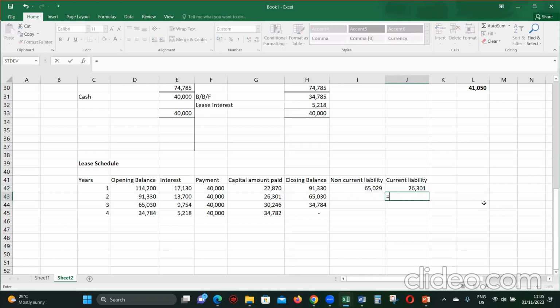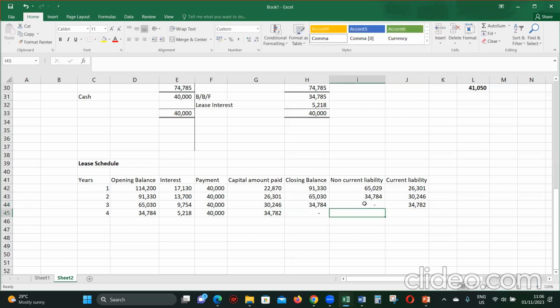At the end of the second year, what would be the current liability? The capital amount that you will be paying in the third year. That is 30,000. Then your non-current liability would be the difference between 65 and 30, which is 34. When it comes to the third year, your current liability would be the capital amount you will be paying in the fourth year, 34. If your total liability is 34,784 and your current liability is 34,782, you don't have a non-current liability. Practically, you can't have one. This 2 is coming because of the decimal issues.